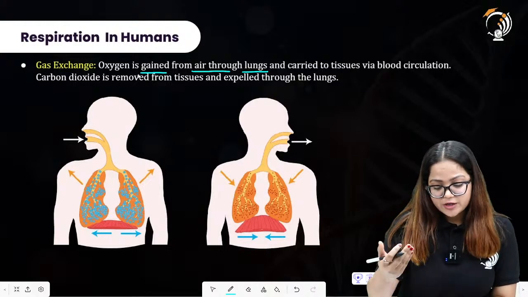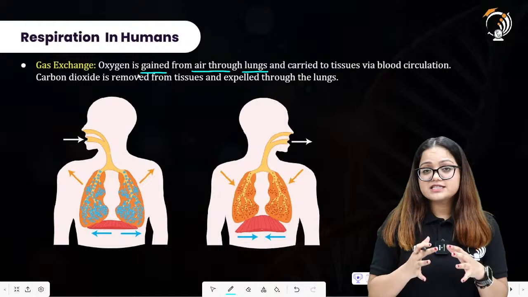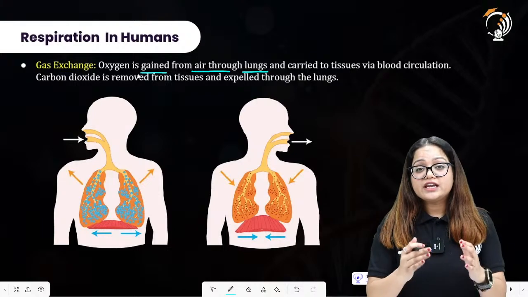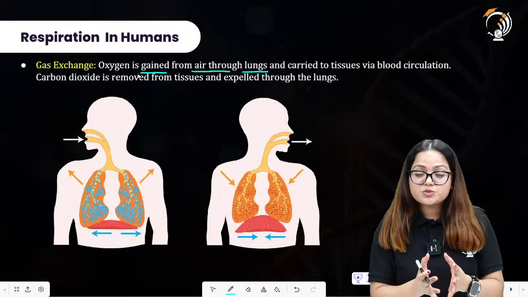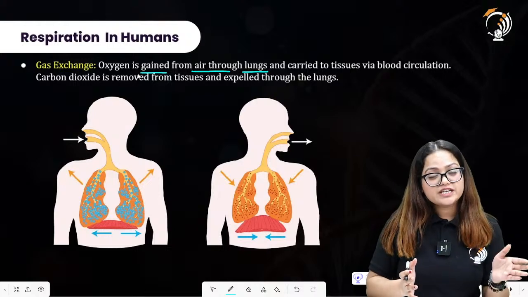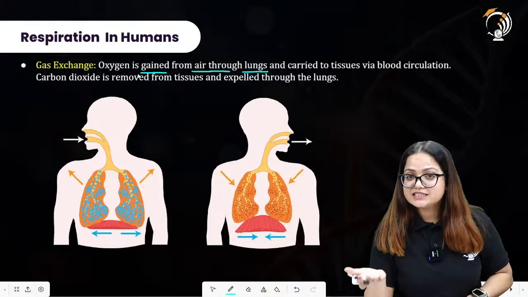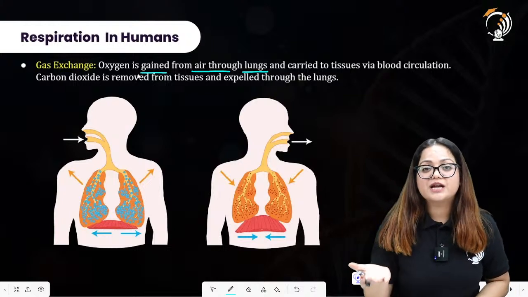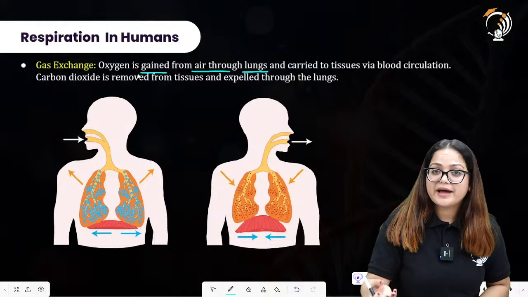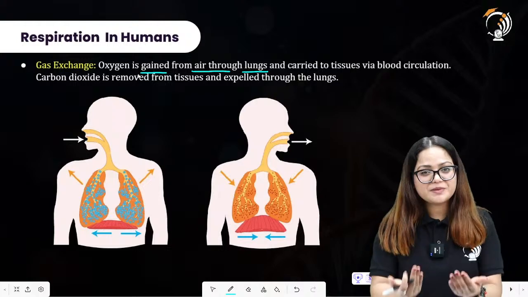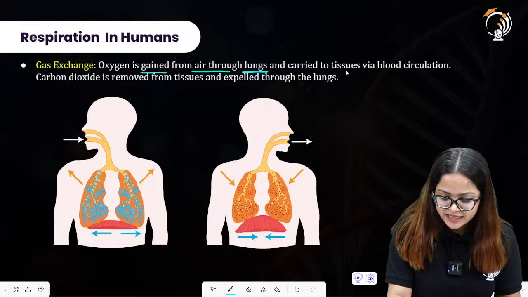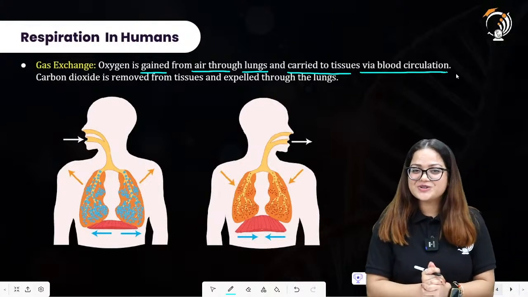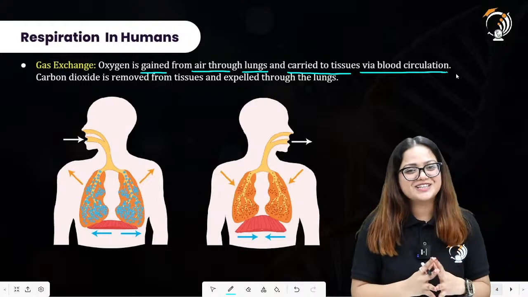Oxygen is gained from air through the lungs. Yes, because the lungs are basically carrying the air inside them. And inside the lungs, there are further structures which are responsible for transporting this air from the outside environment to the inside. By inside, we mean that the air is going into our bloodstream. And from that blood, the air will be used by our body cells to perform the respiratory reactions, and carried to tissues via the blood circulation. I hope this is clear to you all.